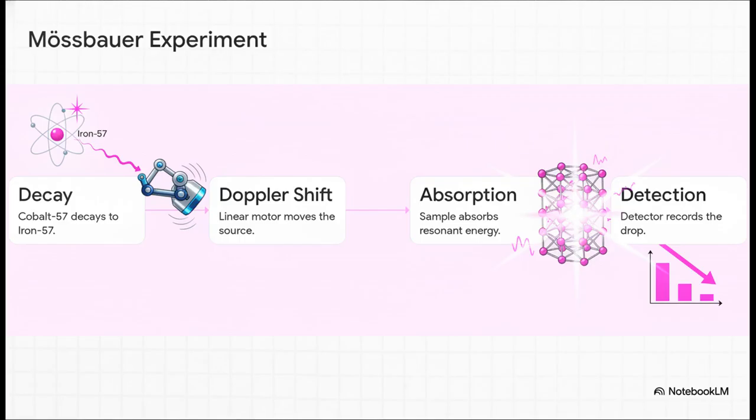So, to bridge that gap, we use a velocity transducer. It's basically a linear motor that physically moves the source back and forth. This creates a Doppler shift, gently modulating the energy of the gamma rays until it perfectly matches the required resonant energy of our sample. When it hits that exact energy sweet spot, the sample absorbs the ray, and our detector records a sharp drop in gamma ray intensity.